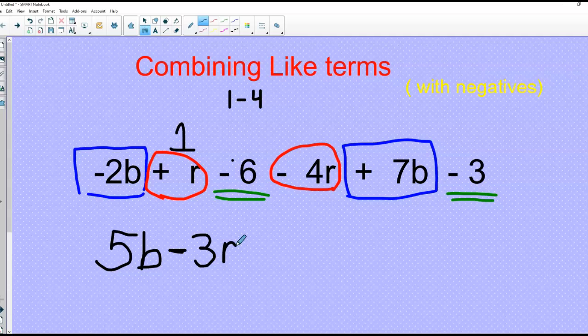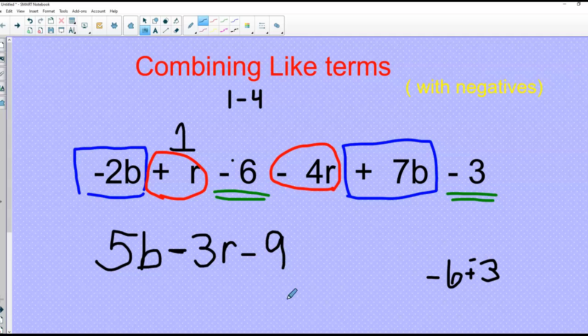Okay, and finally, let's go to the constants. And my constant says negative 6. I'm going to write it down over here, if that helps. Negative 6, and it is a minus 3. So again, subtraction, leave, change, opposite. So it looks like negative 6 plus a negative 3. So my answer would be negative 9. So I'm going to put the sign, negative, and 9 here.